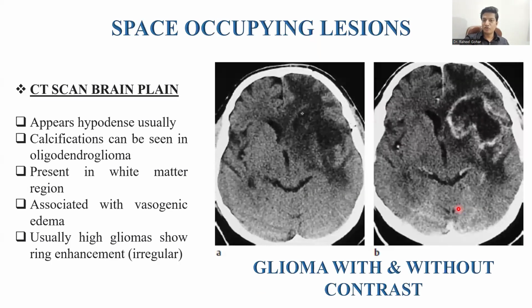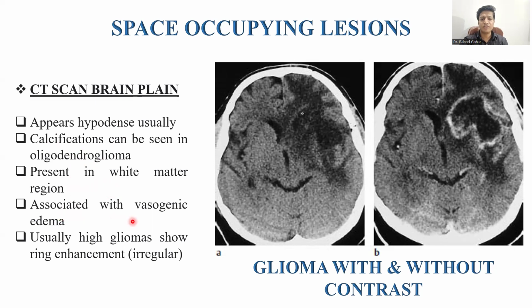Now, different space occupying lesions, how can we identify whether it is a space occupying lesion or something else? First of all, there are some features. Space occupying lesions usually appear hypodense. Sometimes there can be calcifications in them, like in the oligodendrogliomas. They usually present in the white matter region. Usually I am talking about the gliomas. The gliomas are usually in the white matter region.